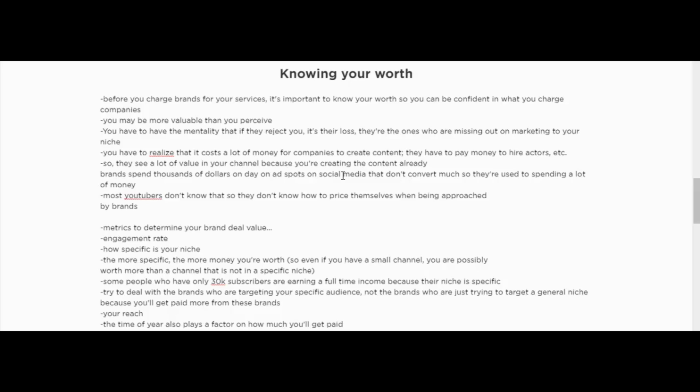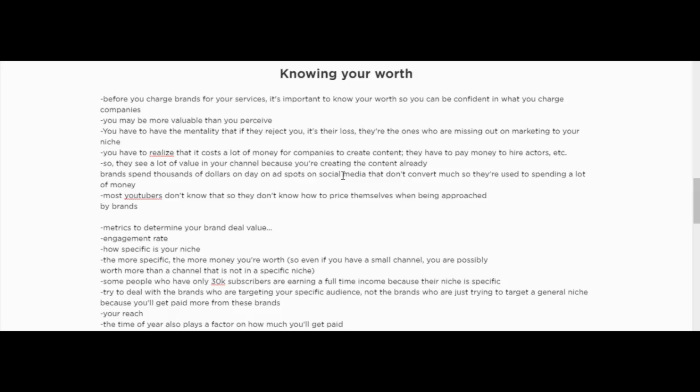And you have to realize that it costs a lot of money for companies to create content. They have to pay money to hire actors and production costs, etc. So they see a lot of value in your channel because you're creating the content for them already. Okay, and brands spend thousands of dollars on ad spots on social media that don't even convert much. So they're used to spending a lot of money. And most YouTubers don't know that, so they don't know how to price themselves when being approached by brands.